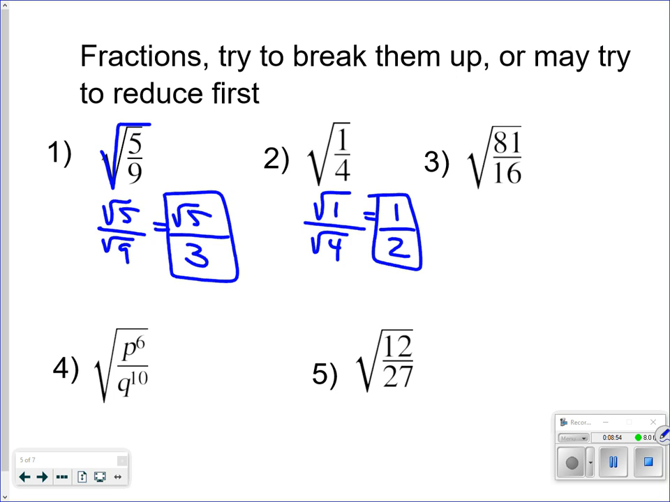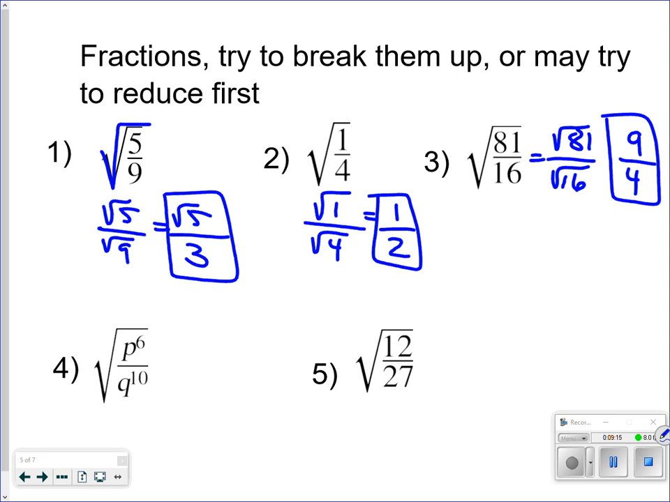81 and 16. Hopefully everybody recognizes those numbers right away. Write them separate. Square root of 81 over square root of 16. Each one of those is on your list. What does 81 come from? What does 16 come from? There you go. 9 over 4.